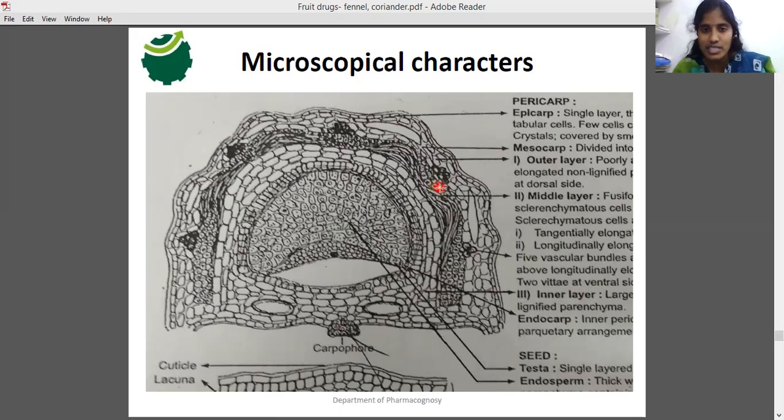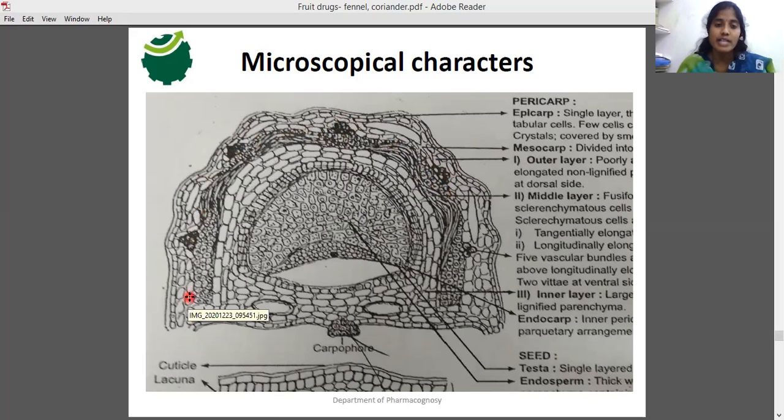And here in the gap, that is in between the sclerenchyma sheath, is the longitudinally elongated sclerenchyma. On the longitudinally elongated sclerenchyma we can observe five vascular bundles. Five circles here you can see, these are nothing but vascular bundles. On every longitudinally arranged sclerenchyma we can see five vascular bundles: here, here, here, and here. Right? These all are lignified.